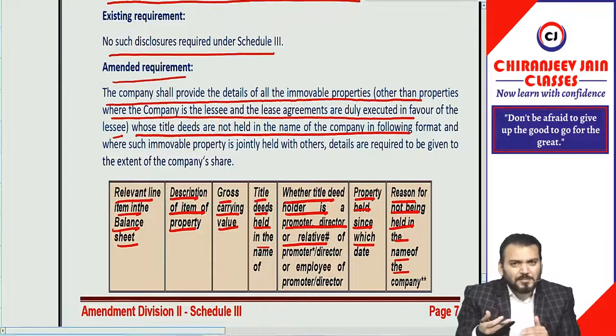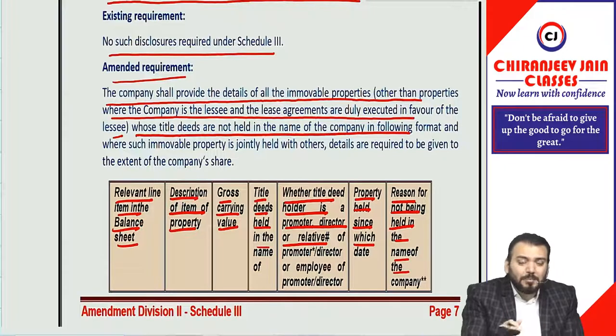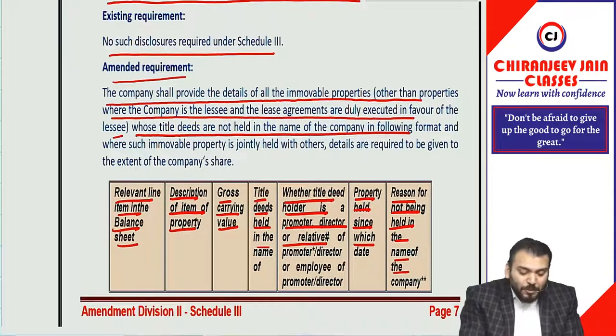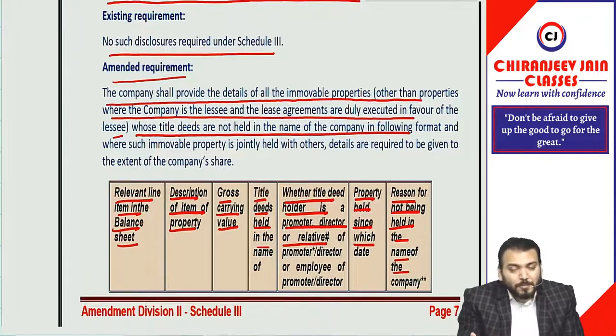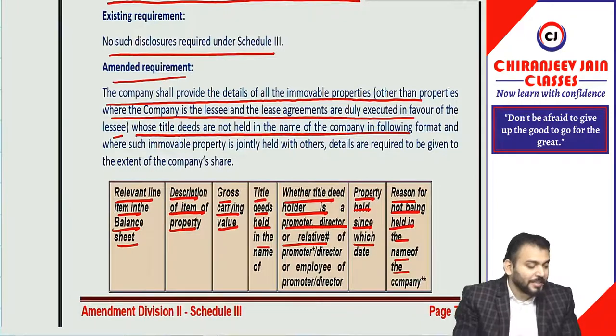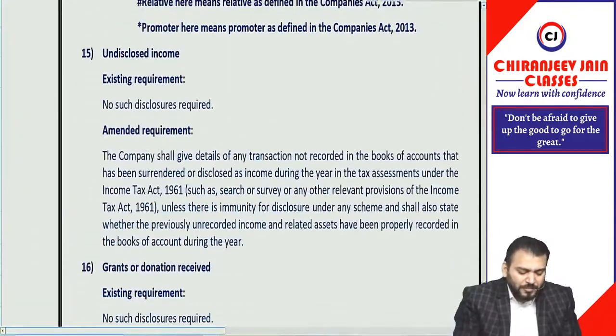As per accounting standards in India, applying substance over legal form, we disclose such property in the balance sheet of the company, but a special disclosure is now required. If the title deed of such property is not in the name of the company but in the name of some director, the name of the director is required to be disclosed. Correct? Yes, sir. Got it? Yes, sir. This type of information is required.